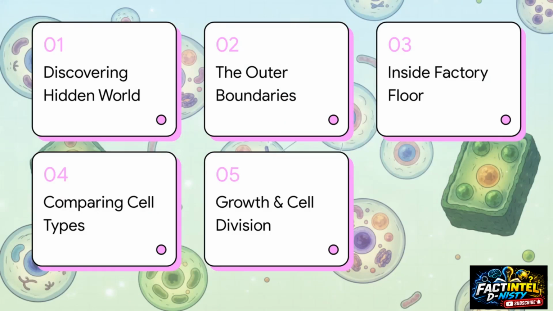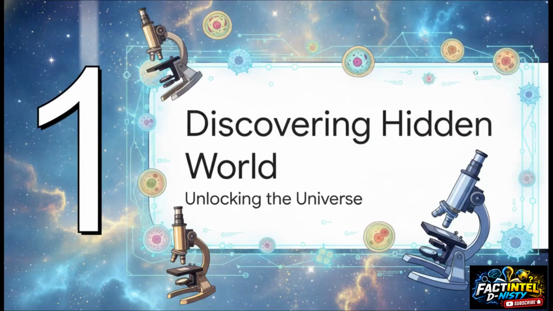So, here is our itinerary for today's Explainer. Discovering the hidden world, the outer boundaries, the microscopic factory floor, comparing cell types, and finally, growth and cell division. Let's get right into it. Part 1. Discovering the hidden world.